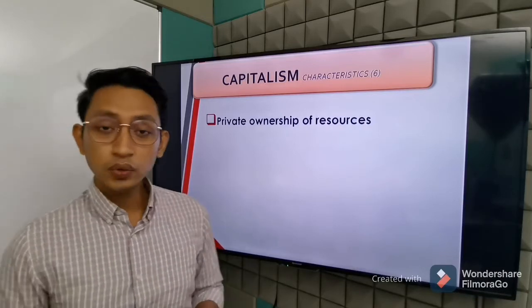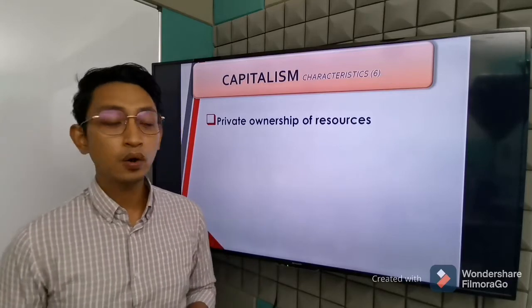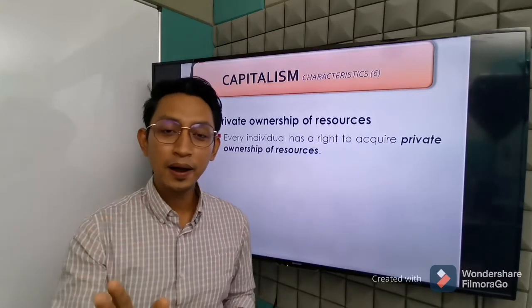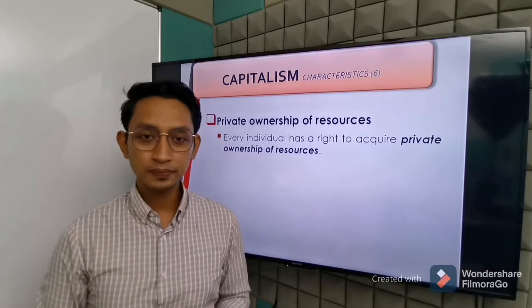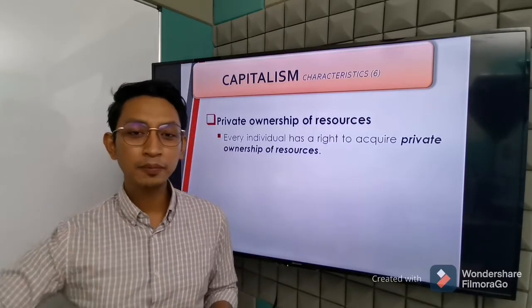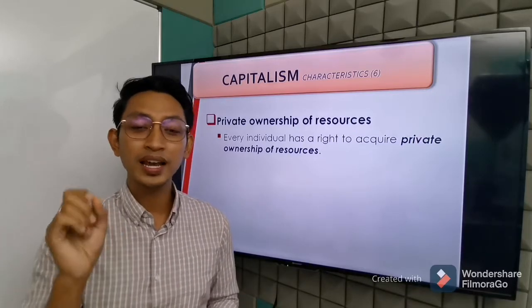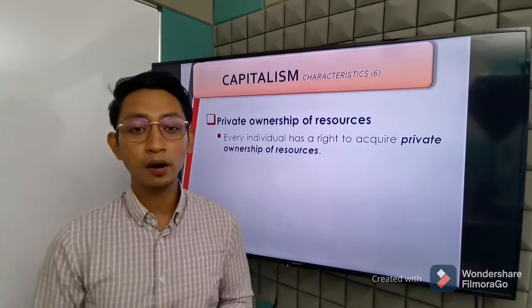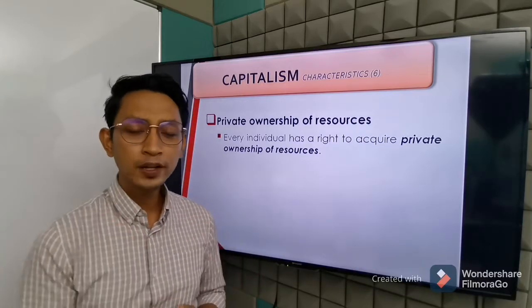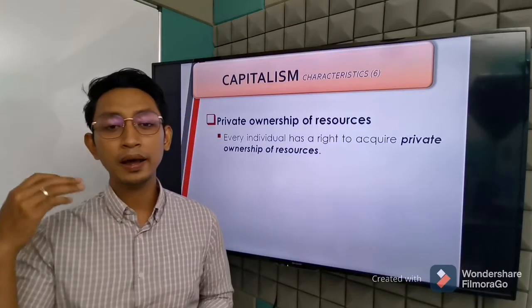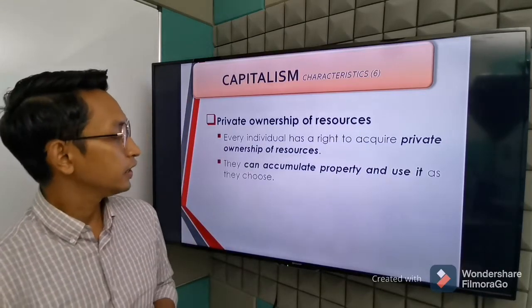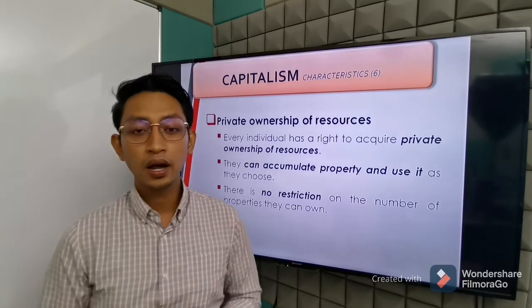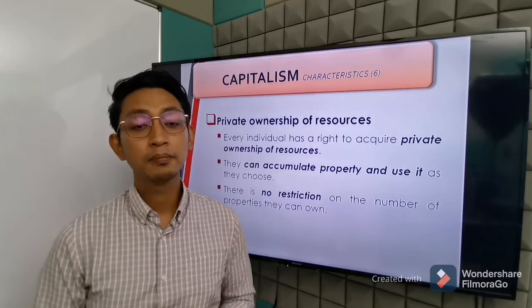Okay, so let's look at the characteristics of capitalism. First one, we have private ownership of resources. When I say private ownership, everybody is free to own resources. Private means no government. So every individual has a right to acquire or own resources. You are free to buy your own house, your own land, your own clothes, anything that you want to buy. Okay, so that is the first characteristic. They can accumulate property and use it as they choose, and there is no restriction on the amount of property that one might own.